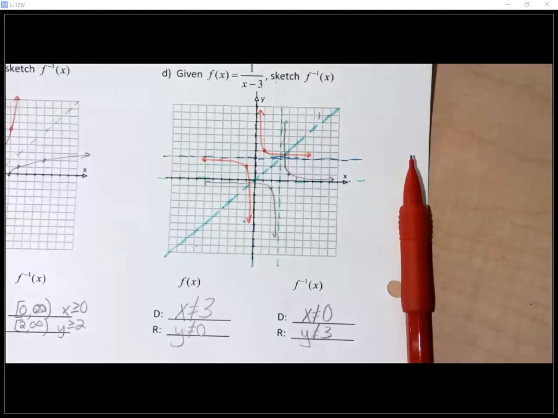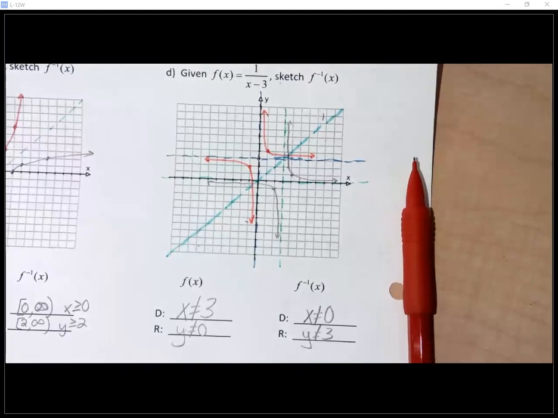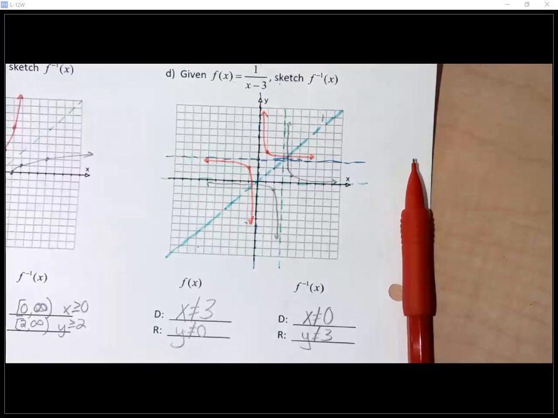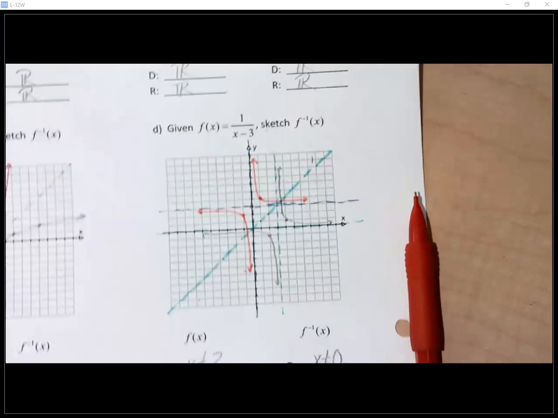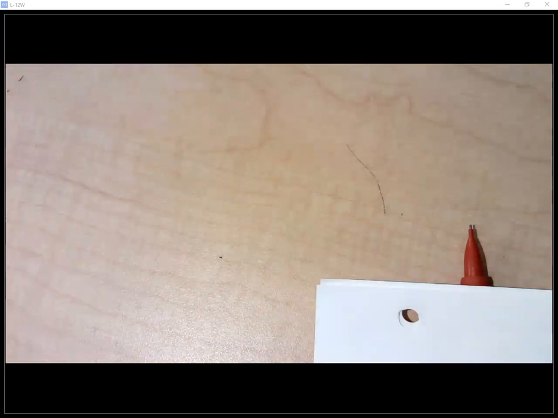Pretty neat, huh? I knew you'd like that. So to practice these skills, let's see what I want to do here. I might just give you the other sheet that I have.